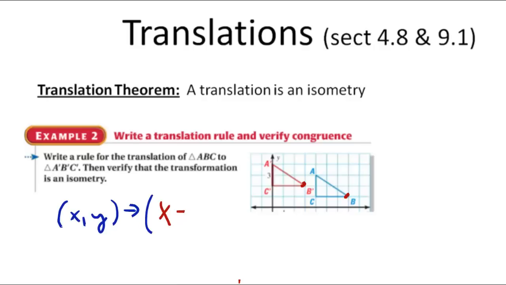So 1, 2, 3, 4. I went backwards 4. And then on my y values, I went from B to B prime. I went up 1, so y plus 1. So that right there is my coordinate form notation. Be very careful to pay attention that you're going from A prime to B prime.